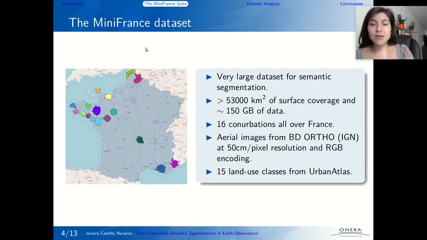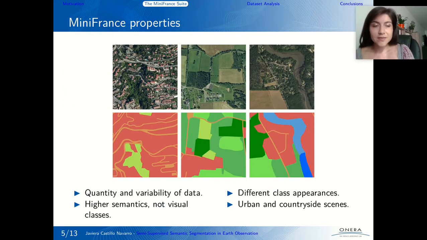As we saw, MiniFrance is a very large-scale dataset for semantic segmentation. It includes images from 16 cities in France and considers 15 land use classes. It has many properties that we can see in these examples: the quantity and the variability of data, the higher semantics of classes, and also we have different class appearances. For instance, here, the urban class, the red one, is very different from one example to another.